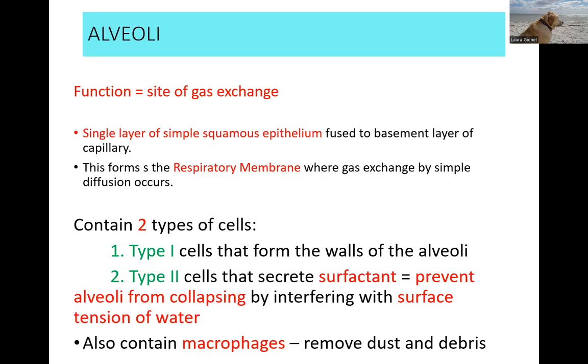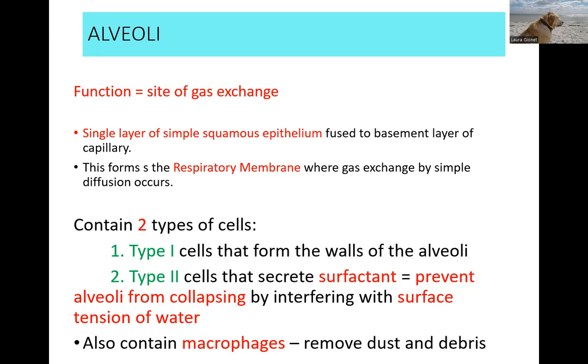Okay, the alveoli, its function is gas exchange, bottom line. It's composed of a single wall, like a capillary, of simple squamous epithelial tissue. And that base is going to have a little bit of a basement membrane to an adjacent capillary bed. This forms what's called the respiratory membrane, oh, there's a little typo there, I have an extra S there. This forms the respiratory membrane where gas exchange by simple diffusion can occur.